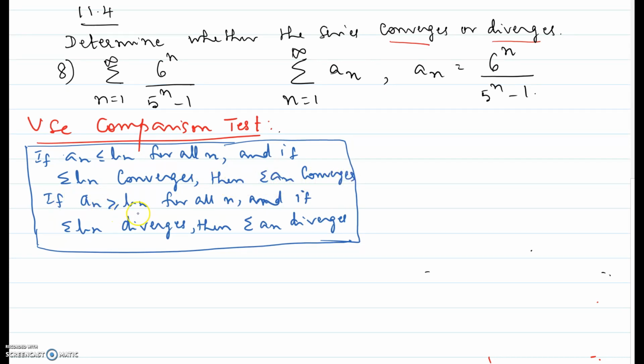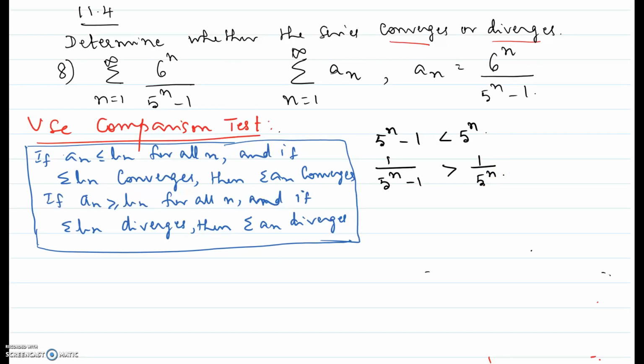If an is more than or equal to bn for all n, and if sigma bn diverges, then sigma an also diverges. So let's consider here in our problem the denominator of the nth term, which is 5 to the power n minus 1, which is smaller than 5 to the power n. So if we take the reciprocal, 1 over 5 to the n minus 1 is more than 1 over 5 to the n.